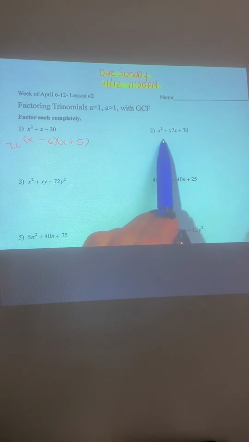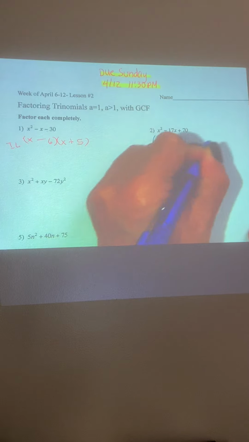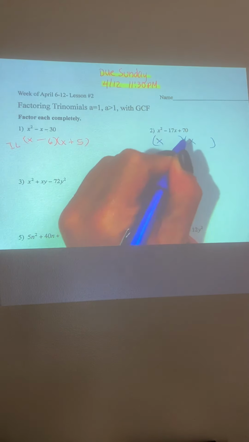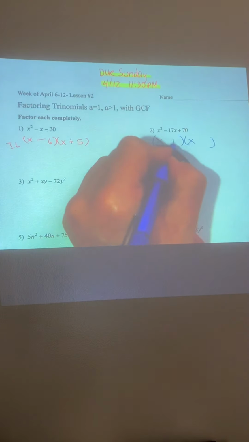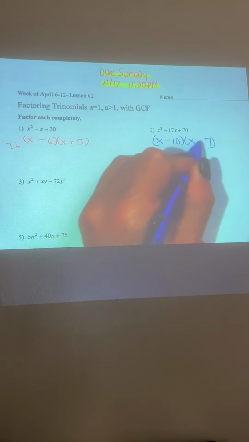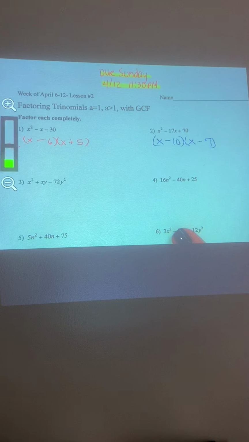Next, factors of 70 that add up to 17. We have 10 and 7. When the last term is a plus, the rule is the middle term in both, minus, minus. Again, you can FOIL them back to make sure they are correct.